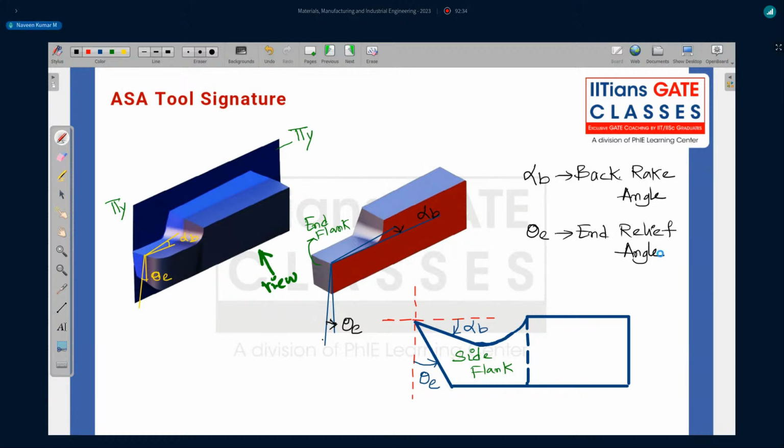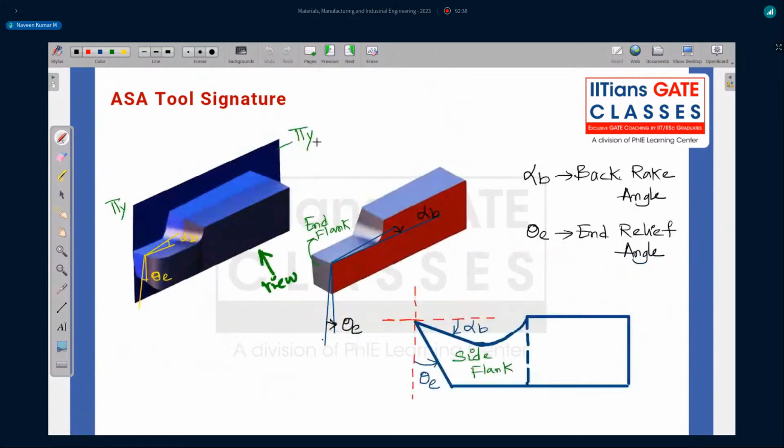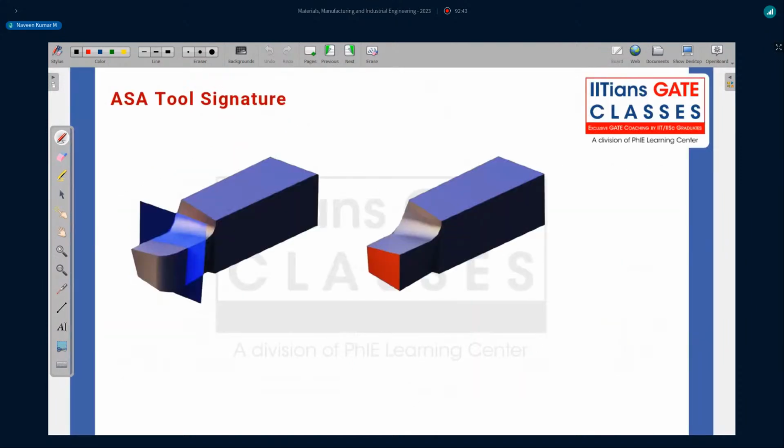Two angles we got in the previous one by cutting with the pi r plane. By cutting with the pi y plane, we got two more angles, that is back rake angle and end relief angle. And next we are going to cut with the pi x plane. So this is what is the pi x plane, right? So this is the pi x plane here. This is the pi x plane here. Let me write it here. Pi x plane. Okay.